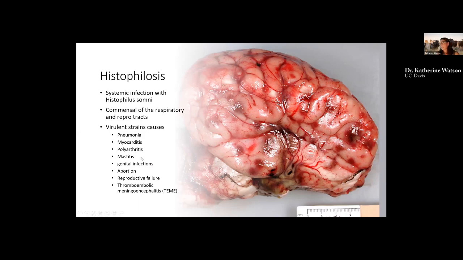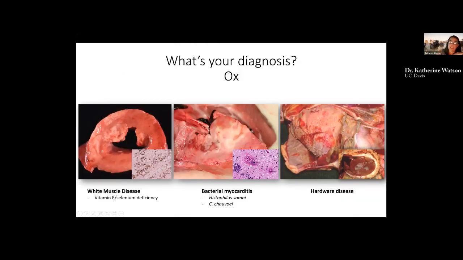Because somebody asked about Histophilus somni, I wanted to talk a little bit about histophilosis. That was one of those causes of the heart disease. And you can see one of the well-known things that it causes is what's called thromboembolic meningoencephalitis. That's just a very fancy word for all of these bacterial emboli within vessels throughout the brain. Similar to this picture right here, see all of these bacteria within the vessel.